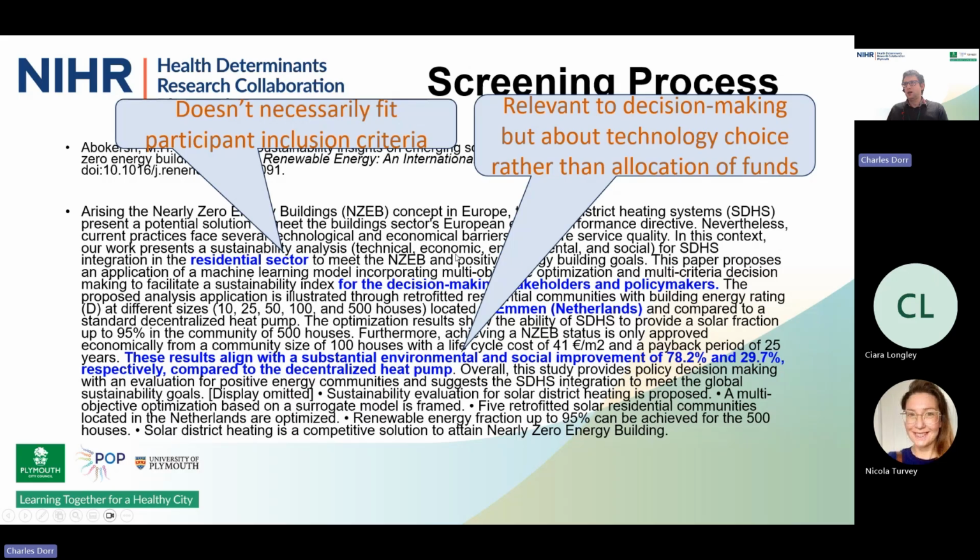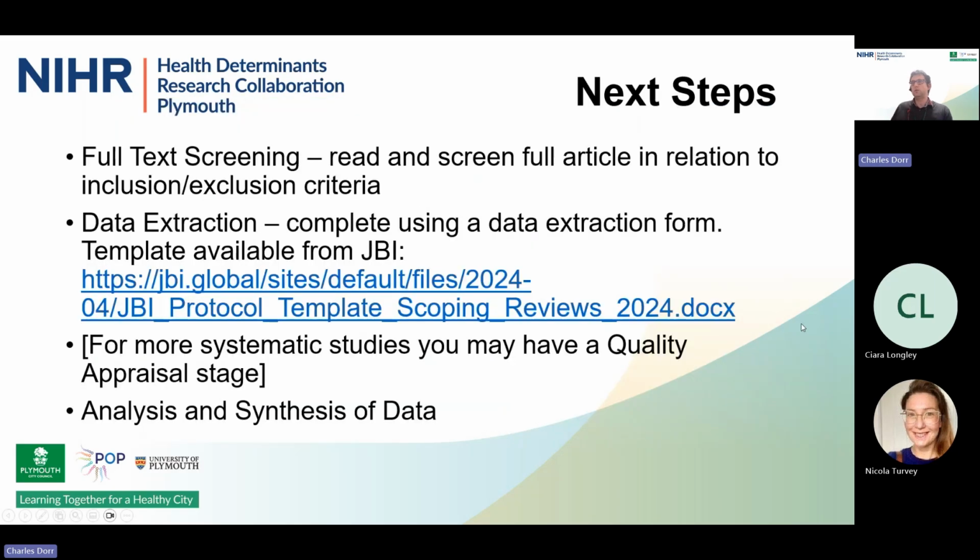So that gives you a bit of a highlight of the screening process, and I'm nearly through with the presentation. I just want to highlight some of the next steps. After you've screened all the abstracts, you then go to full text screening, where you read each of the articles you decided to include.